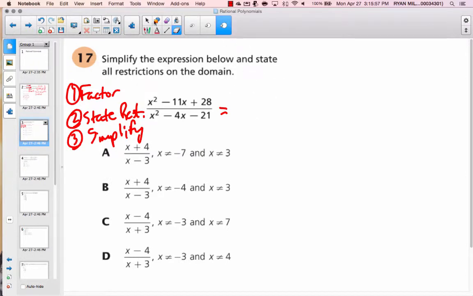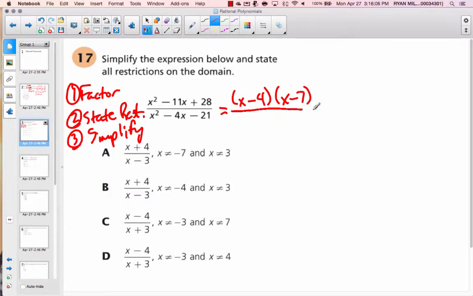I said they were both going to be negative, and I did not make them negative. So I need to have x minus 4, x minus 7. Divide that by 1 times 21 is 21. Factors of 21 that are going to get me 4 would be 7 and 3, but I've got to make the 7 negative because the middle term's negative. So there we go. I factored both of those.